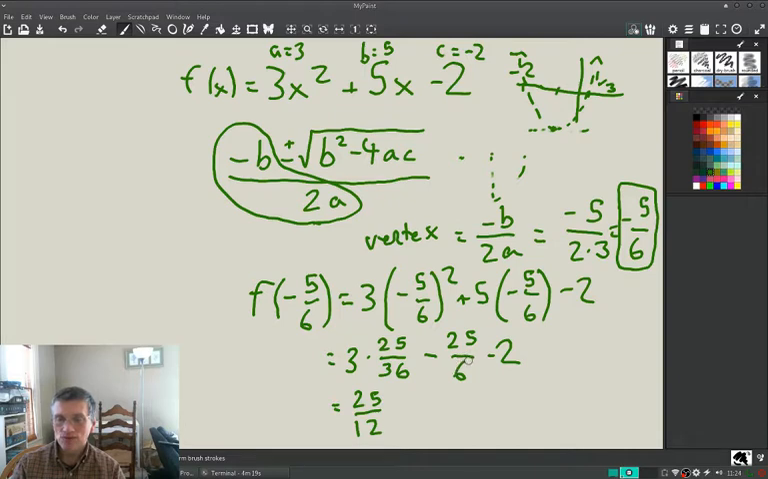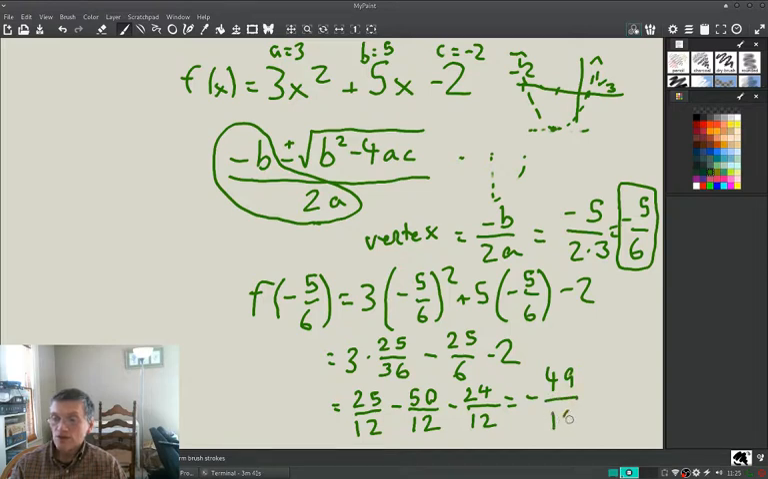So let's put this over 12. I have to multiply top and bottom by 2. It's just your old algebra skills. And so we can add them all together. Let's change 2 over 12. So multiply top and bottom by 12. We get minus 24 over 12. So now they're all over 12. We can add these things together. Let's see, 25 over 12 minus 24 over 12 is plus 1/12, minus 50/12, so that's minus 49 over 12.